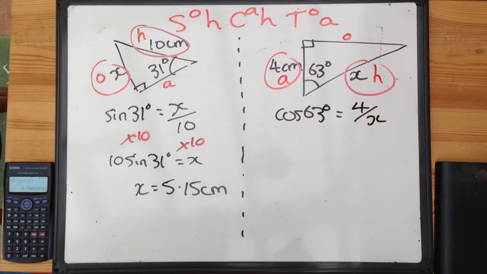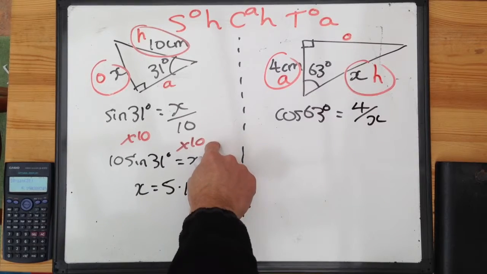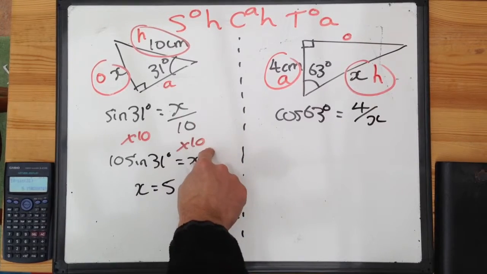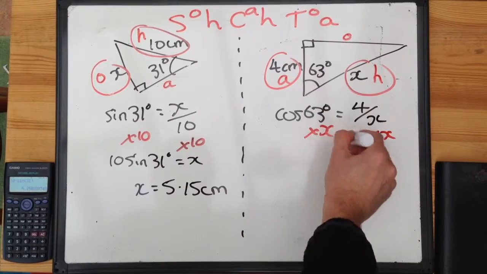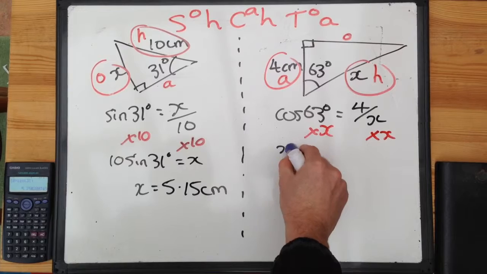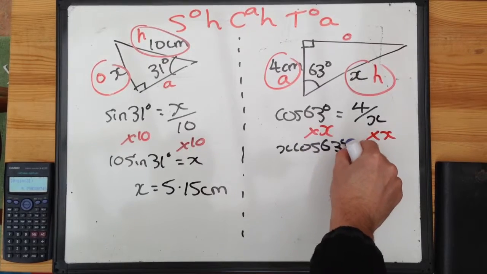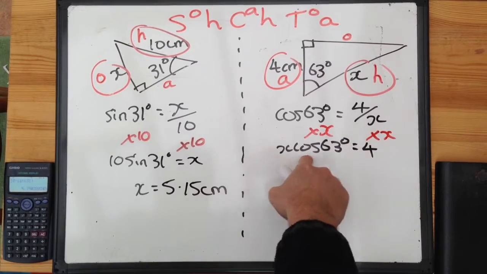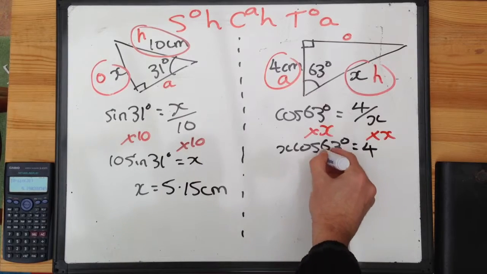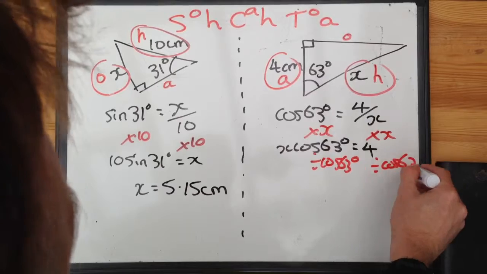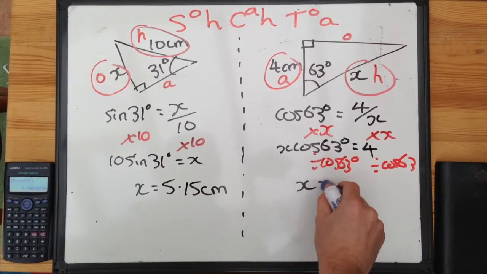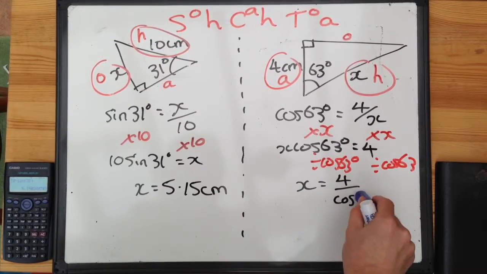What we're trying to find is on the bottom of the equation, which makes things slightly more complicated. Well, we continue like we did across here. To remove the fraction, we times both sides by whatever the denominator is. In this case here, it's x. So times by x gives us x cos 63 is equal to 4. Then to get the x by itself, we remove the cos 63 by dividing by cos 63. And then we end up with x is equal to 4 divided by cos 63.